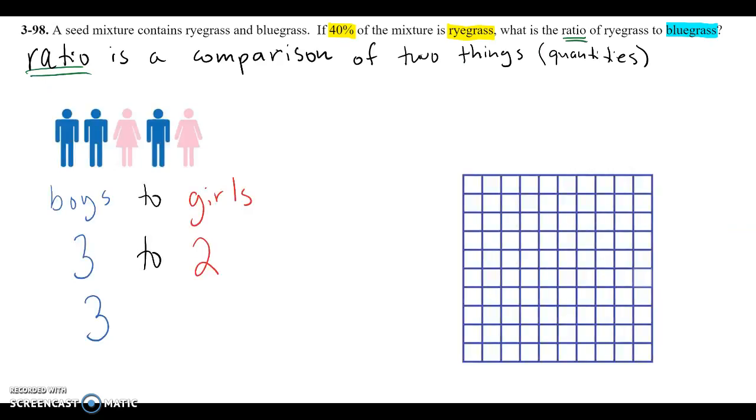All right, so 3 ways to write it. We can write it out in words, so boys to girls could be 3 to 2. We could say the ratio is 3 to 2. Or we can write it looking like a fraction as 3 to 2.